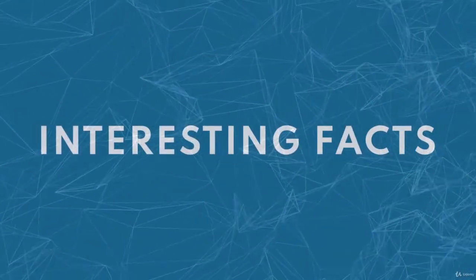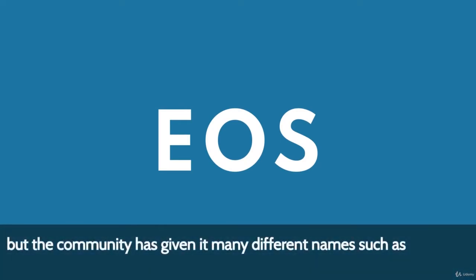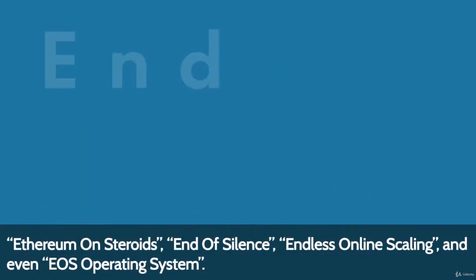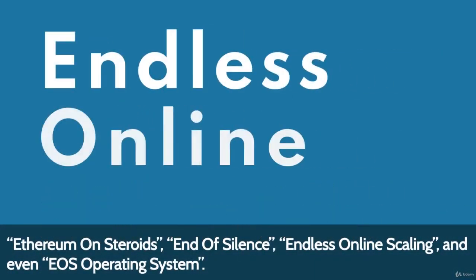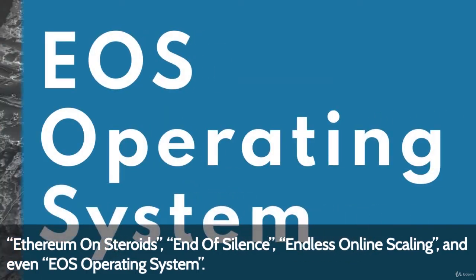Interesting facts. EOS is not an officially defined acronym, but the community has given it many different names, such as Ethereum on steroids, End of Silence, Endless Online Scaling, and even EOS operating system.